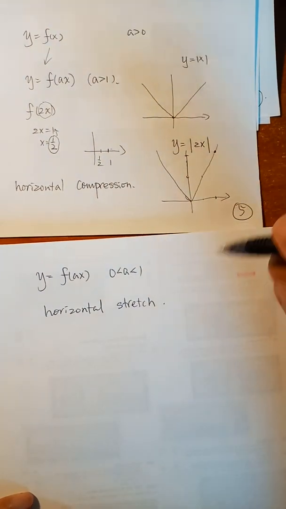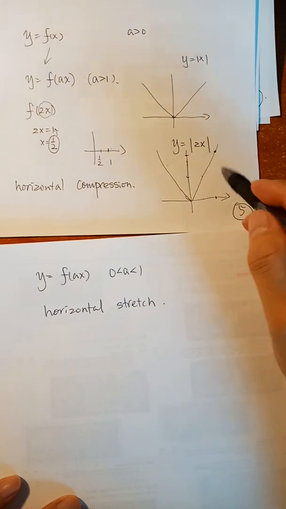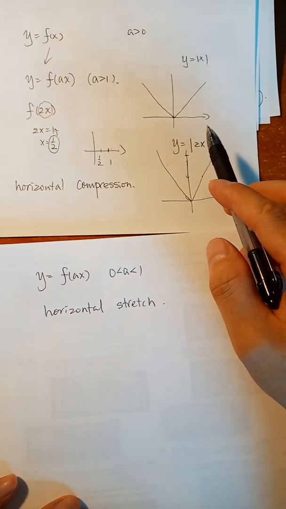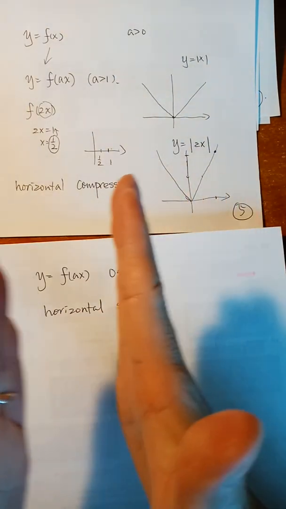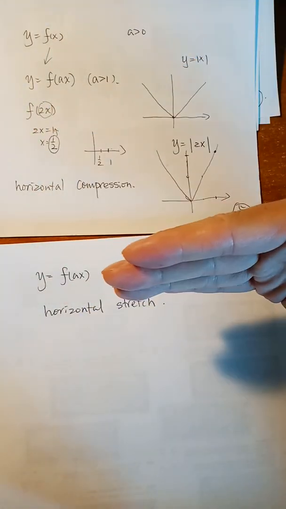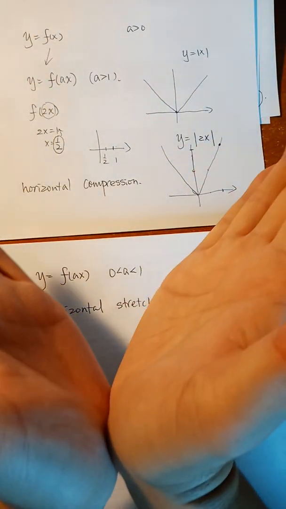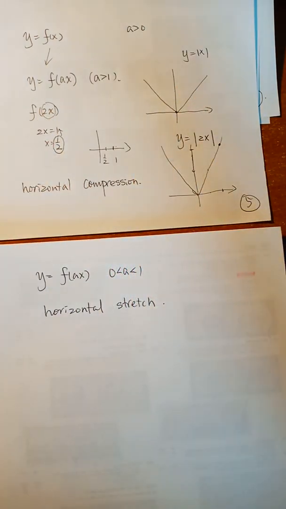So whenever you are not so clear about these concepts, just use absolute value of x to demonstrate. You can consider it in the horizontal sense or in the vertical sense. Here, in the vertical sense, it's a stretch, but in the horizontal sense, you compress it, so it's a horizontal compression.